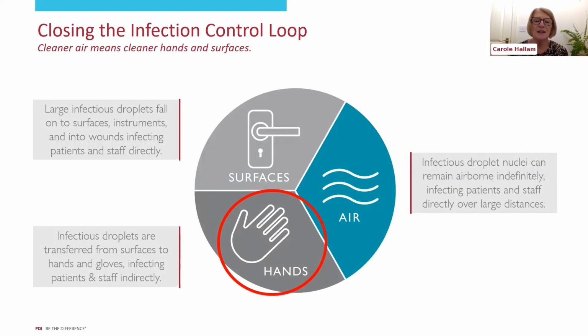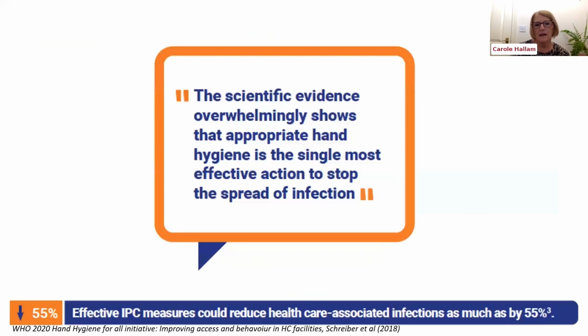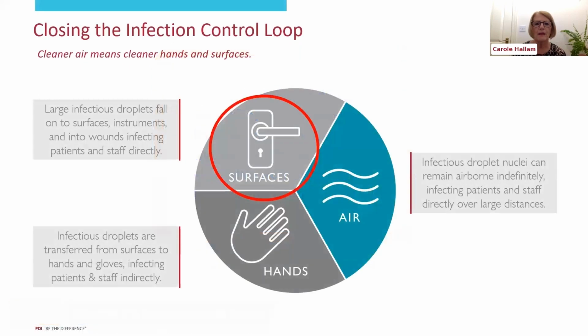So closing the loop. We know a lot about hands and hand decontamination and hand contamination. We contaminate our hands from surfaces and equipment, and we can readily pass those between patients. There's plenty of evidence to say that hand hygiene is the single most effective action to stop infection. But we need to consider this circle of infection.